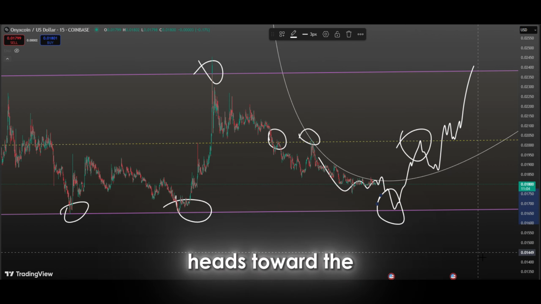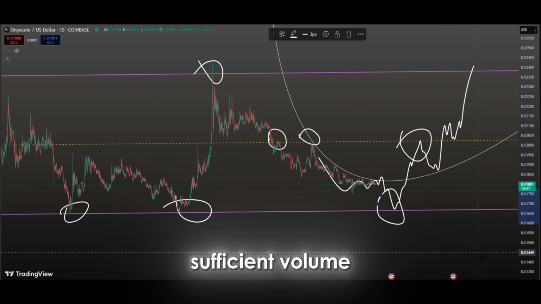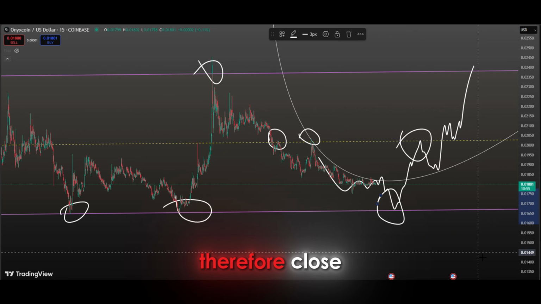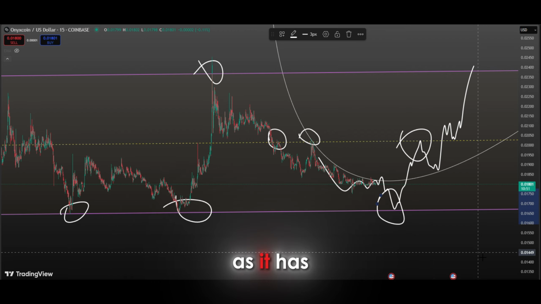If the price heads toward the lower boundary, a strong reaction at that level could spark another upward move. On the other hand, every contact with the middle band may serve as short-term resistance, but if it is broken with sufficient volume, the likelihood of reaching the upper band increases. Therefore, close attention should be paid to how the price behaves at the middle band. This level carries dual risk as it has the potential for both breakout and rejection.